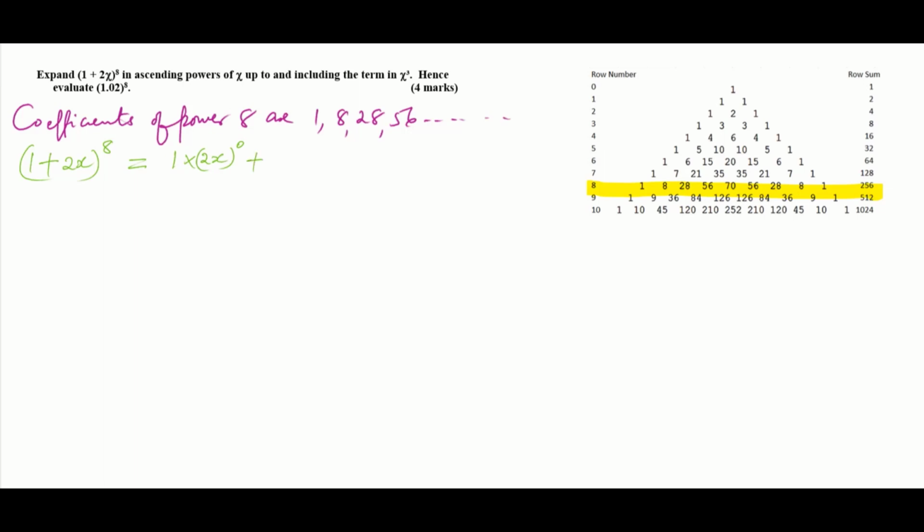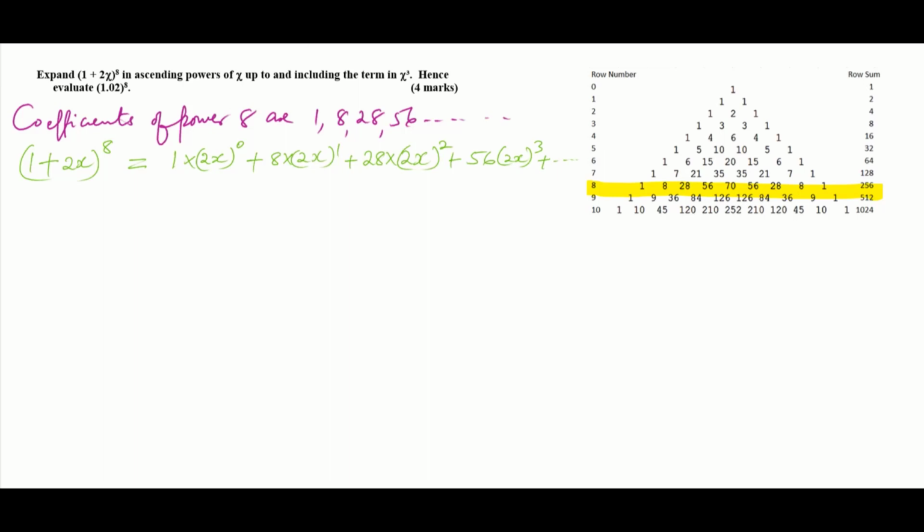Then you go to the second one. The second one will be, the coefficient is 8 multiplied by 2x. This one will continue increasing from power 0 to power 1. Then plus 28 multiplied by (2x)^2. Then the next one will be 56, so 1, 8, 28, 56, (2x)^3, and so on.